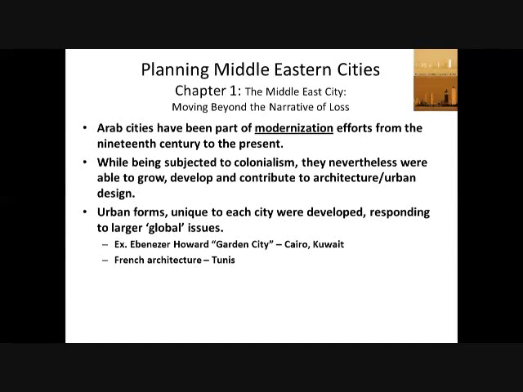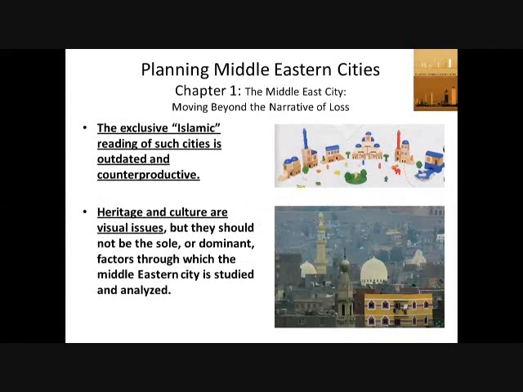So Arab cities have been part of modernization efforts from the 19th century to the present. They were subject to colonialism. They nevertheless were able to grow, develop, and contribute to architecture and urban design. So some urban forms were developed in different cities, and they were also affected by or responding to global issues, like the Ebenezer Howard Garden City, as in Cairo and Kuwait, and French architecture as it affected Tunisia, Algeria, and this part of the world.